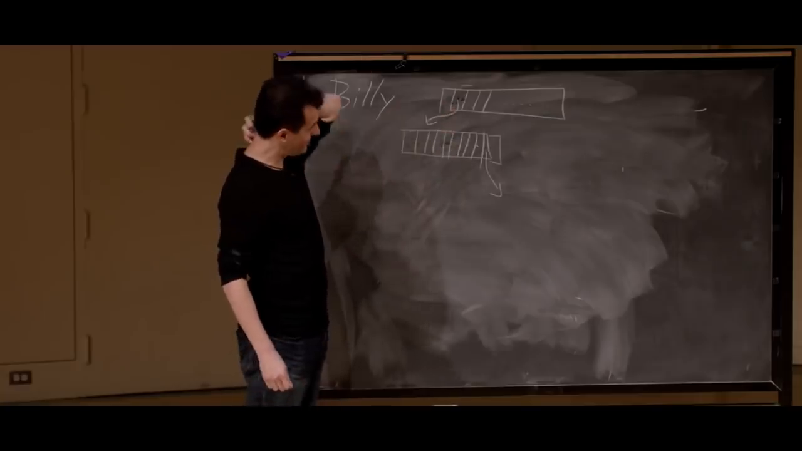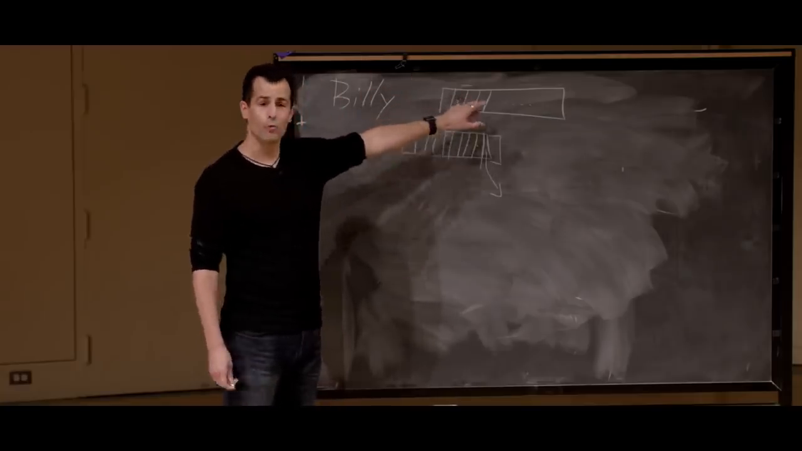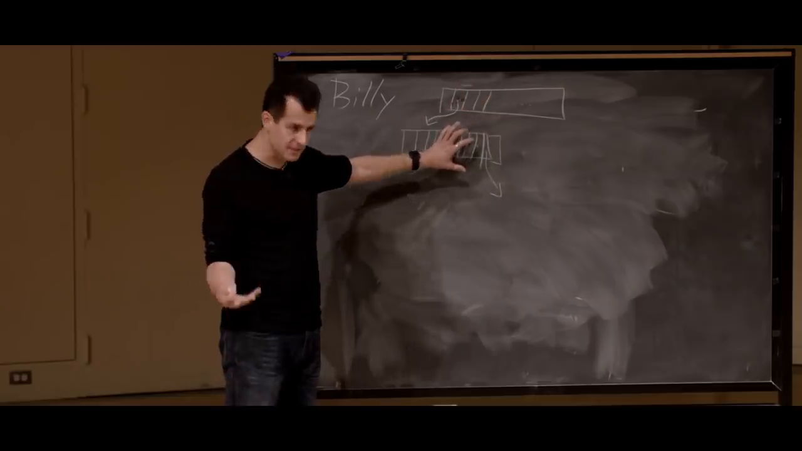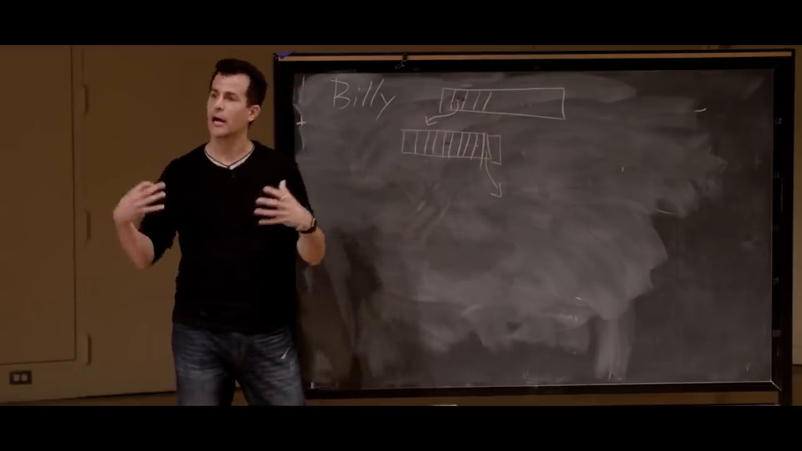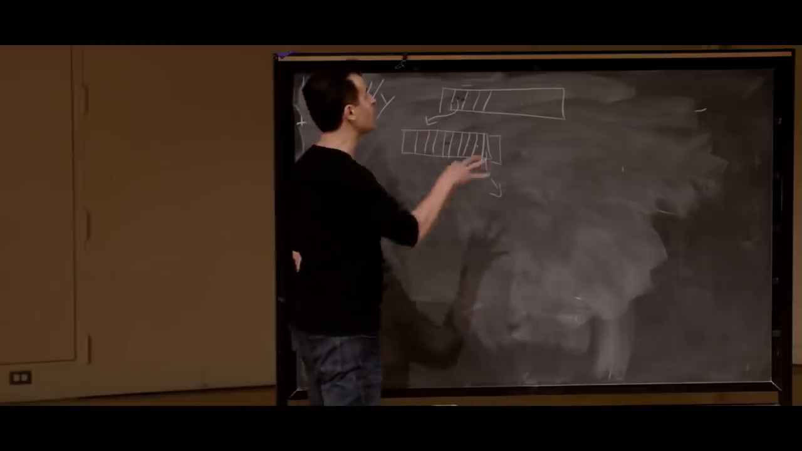We're inserting Billy into this fancy data structure. The first node represents the first letter. The second node represents the second letter. The third node represents the third letter, and so forth. But what's cool about this is the reusability.